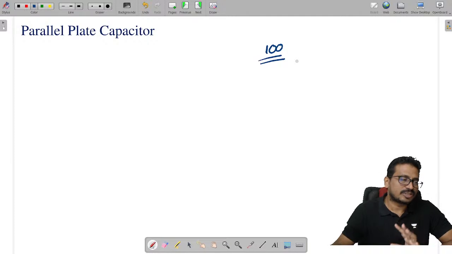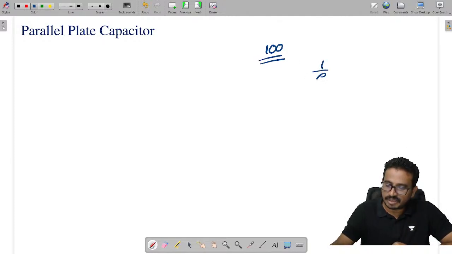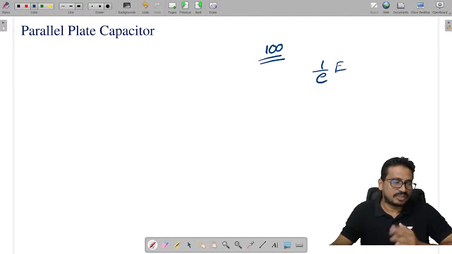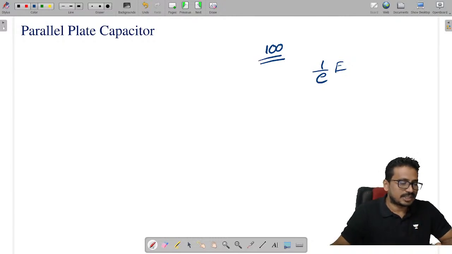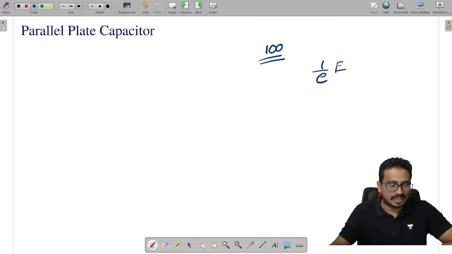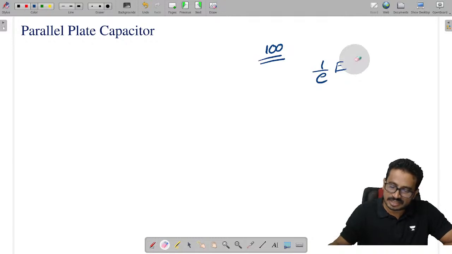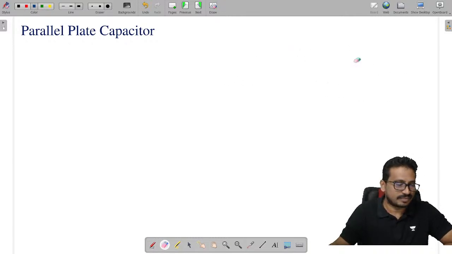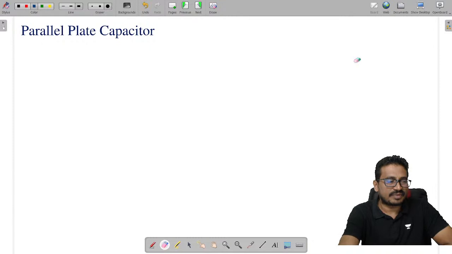That time is what we call the time constant, which is 1 by e times the initial value. After starting a business, some time is needed to reach the break-even point. That time, to reach at least 63%, is called the time constant. Exactly the same thing applies to the relaxation time. Like a time constant, we have a relaxation time.